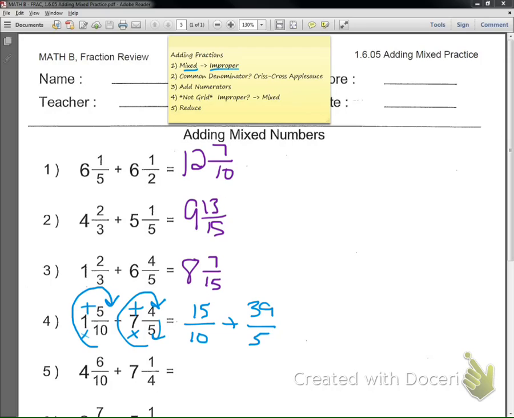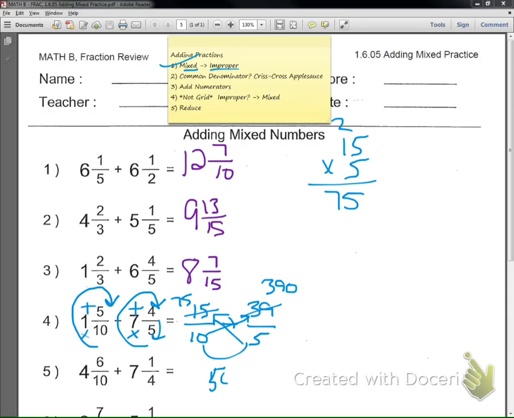I do not have common denominators, so I need to crisscross. 10 times 39. It's real easy to multiply numbers by 10 because all you have to do is add a 0 to them. So that makes it 390. I just added the 0 to 39. It's a little quick trick about multiplying by 10. 5 times 15. I'm going to do it up here. 15 times 5. 5 times 5 is 25. 5 times 1 is 5, plus 2 more is 7, so 75. Multiply 10 times 5 and get 50. There you go. Again, multiplying by 10, you just add a 0 to it.